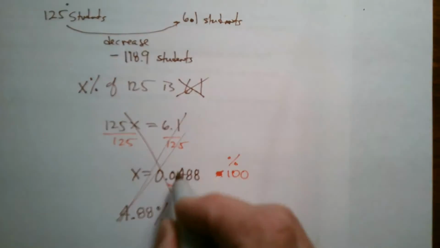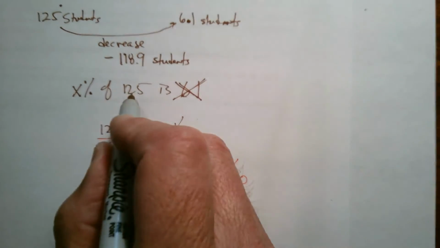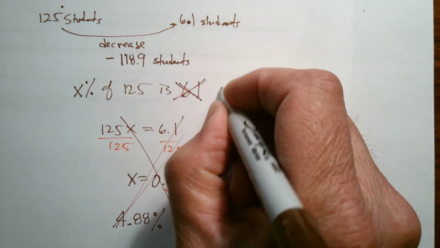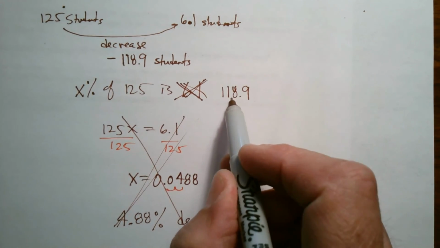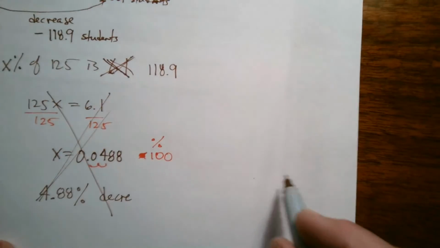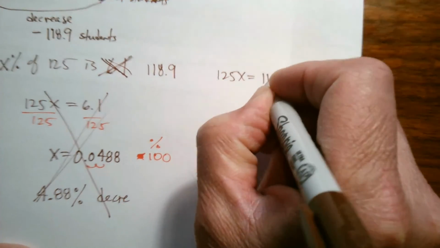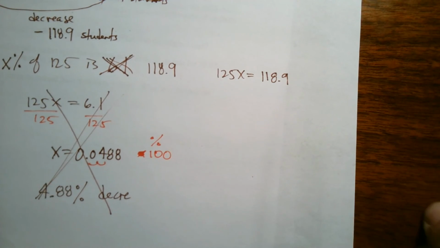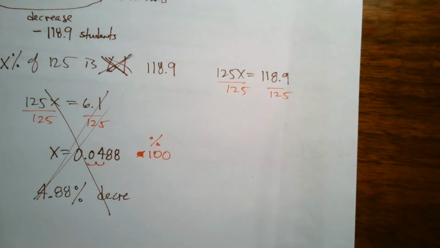So let's change this real fast instead of redoing the video. So it's not supposed to be X percent of 125 is 6.1. It's X percent of 125 is 118.9, right? Because that's the actual decrease. This was the new. So I apologize. Let's rewrite the equation. So it's 125x is equal to 118.9. That makes more sense.